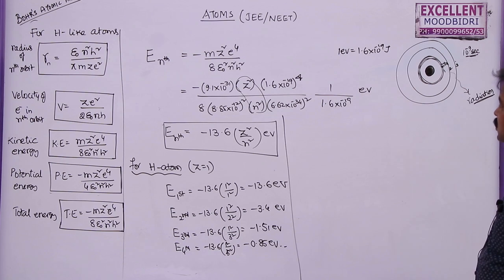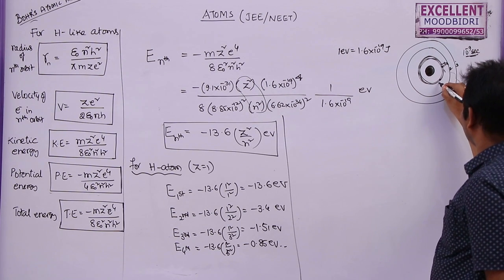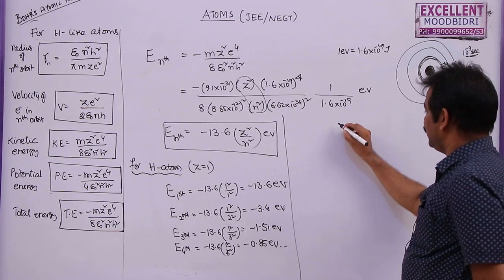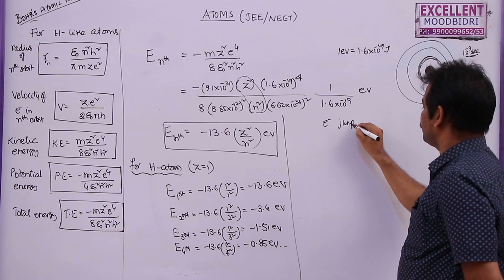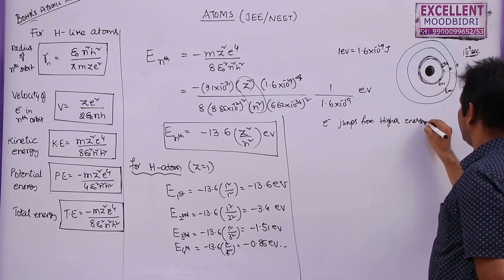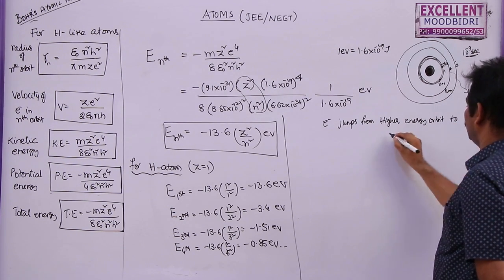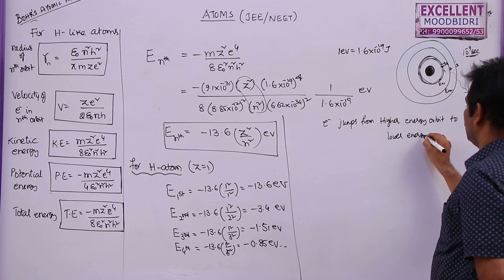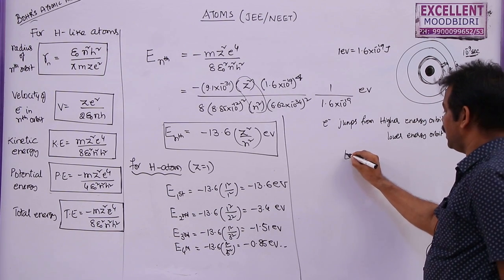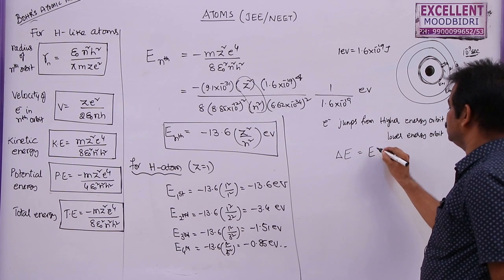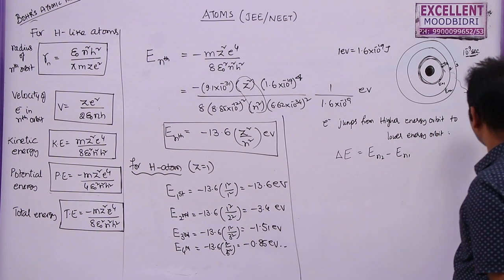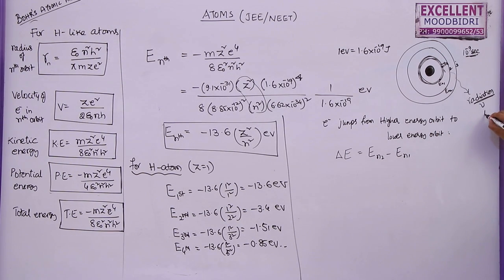So, this radiation energy. Now, this orbit I will take as E n1, and this is the energy of the higher energy orbit. Now, whenever electron jumps from higher energy orbit to lower energy orbit, then what happens? It loses energy. So, that lost energy I will write as delta E, which is equal to energy in the second orbit minus energy in the first orbit. So, this lost energy will come out in the form of radiation having some frequency mu or wavelength lambda.